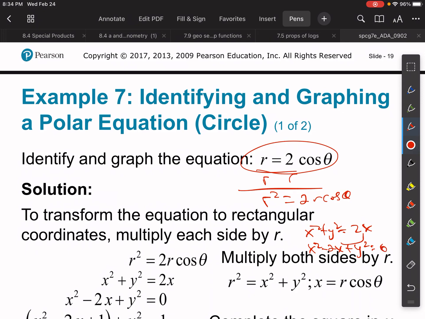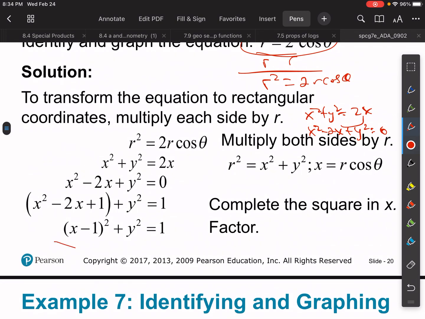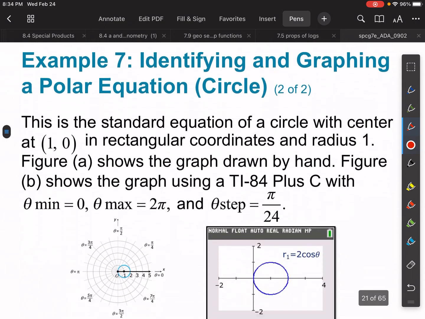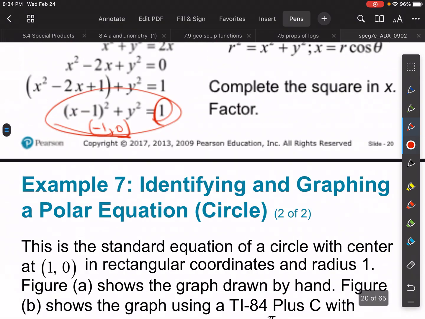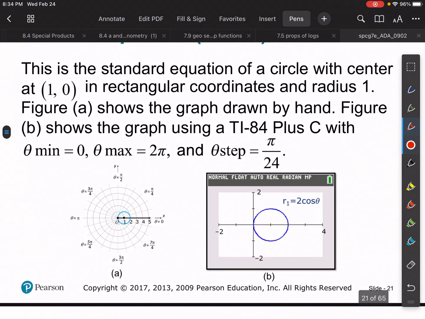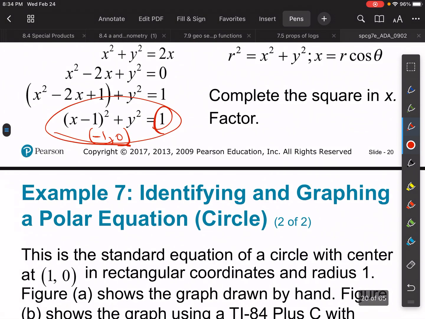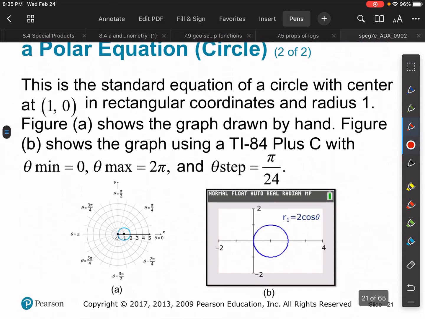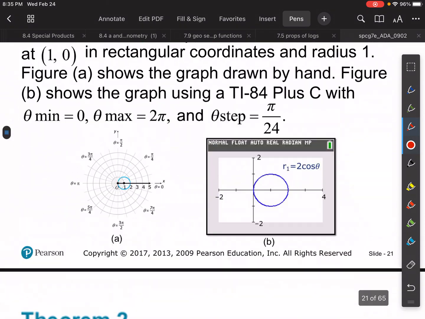And then complete the square, right? So half of negative 2 is negative 1. Negative 1 squared is 1. So you end up with this guy. So I know now that my circle is at center negative 1 comma 0 with a radius of 1. Interesting. Why do they have this at a... Oh, sorry, it is positive 1. I misspoke. Positive 1 is what makes that go to 0. So we have (1, 0) with a radius of 1.